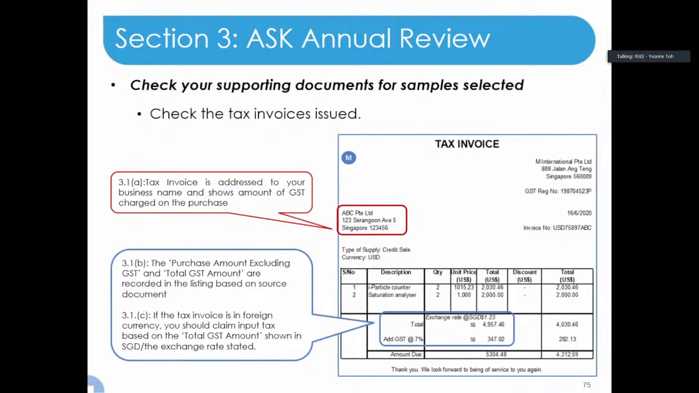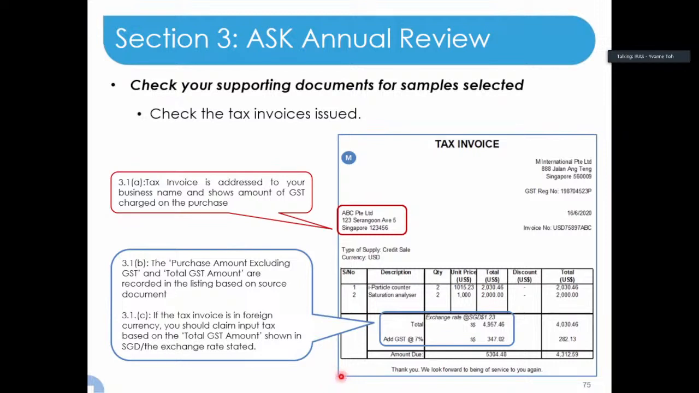So same thing, for each of the samples selected, ABC would have to retrieve the invoice which they have received for the purchase and check that the invoice is addressed to ABC and shows the amount of GST charged on the purchase. The purchase amount excluding GST and the total GST amount are recorded correctly in your listing based on the source document. As the tax invoice is issued in foreign currency, ABC should claim input tax based on the total GST amount shown in Singapore dollars or by using the exchange rate stated by the supplier on the tax invoice.